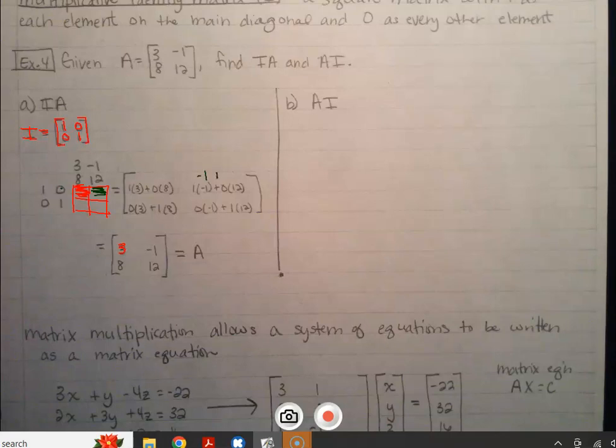So we're doing I times A right now, right? The I is going to come first, and it's not changing anything. The next one, we're going to have 0 times 3 plus 1 times 8, which is 8. And for our last one, we're going to have 0 times negative 1 plus 1 times 12, which is 12. It didn't change it at all. It's the exact same. It was not supposed to.